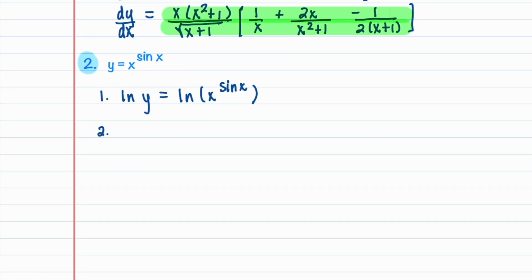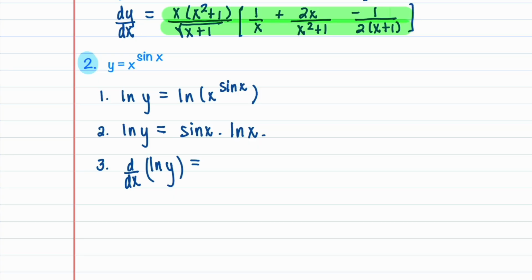Step 2 is to simplify our right-hand side. So we have ln y is equal to sine x times ln x. Whenever you have an exponent, you can just bring it right out in front. Step 3 is to take the derivative of both sides. So we have d/dx of ln y is equal to d/dx of sine x times ln x.